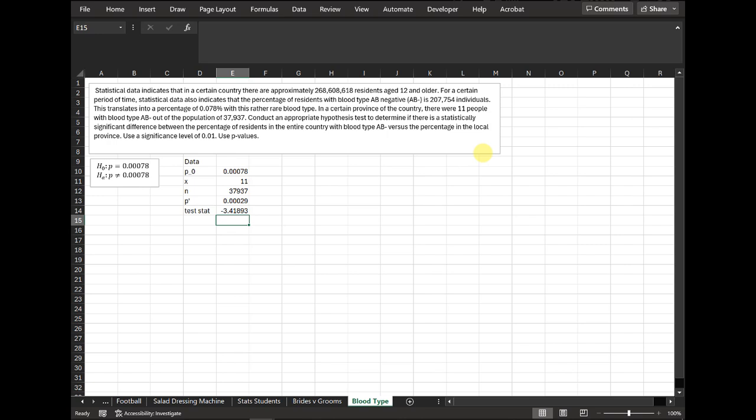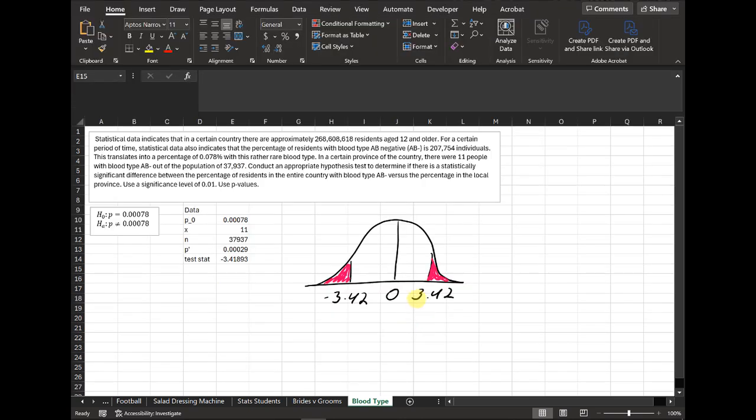Okay, so from here, we're going to use the standard normal distribution. So I would challenge you to see if you can finish this one and then hit play when you're ready. So we're using the standard normal distribution. So this is going to be centered at 0. And we're only using p-values.